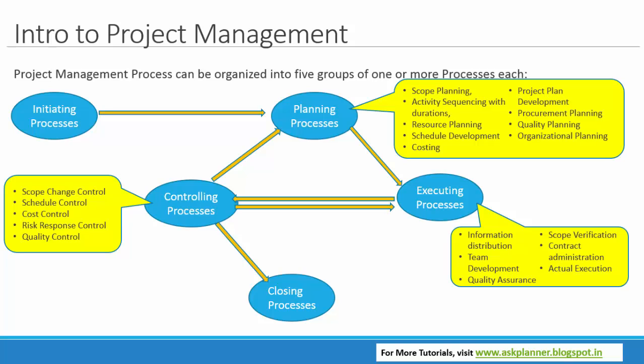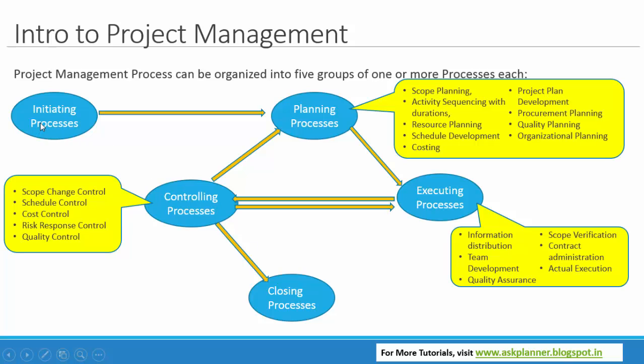Basically, project management is the application of knowledge, skills, tools and techniques to project activities in order to meet or exceed stakeholder needs and expectations from a project. The project management process can be organized into 5 groups of one or more processes: the initiating process, planning process, executing process, controlling process and closing process.